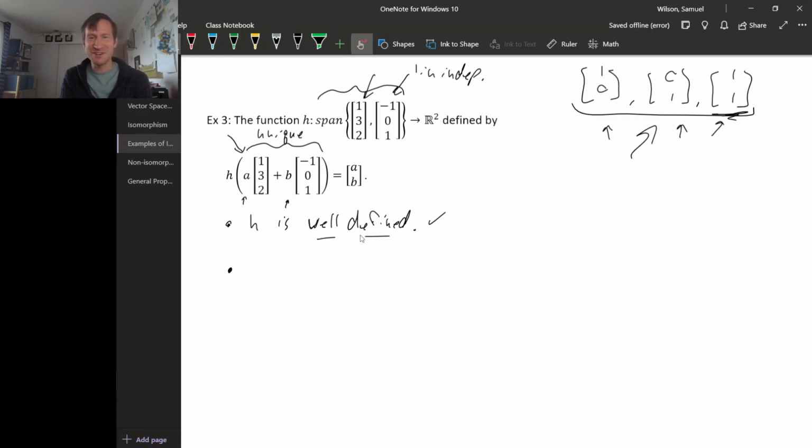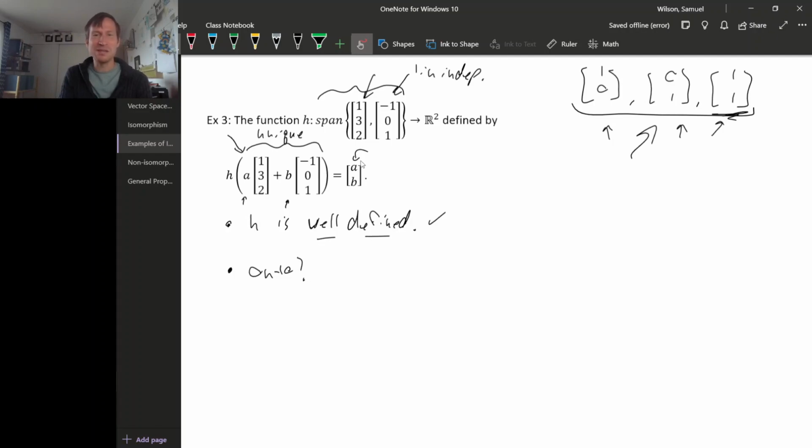Okay, you need the function to be well defined because otherwise it's not a function, right? Because if a function isn't well defined, essentially what's happening is you could have multiple outputs for one input, but that's not allowed for a function. Okay, so this is well defined.